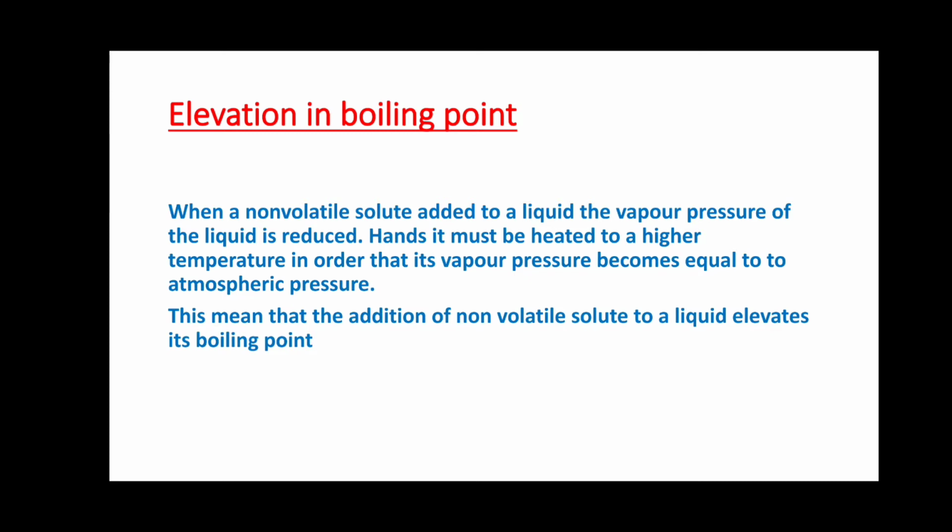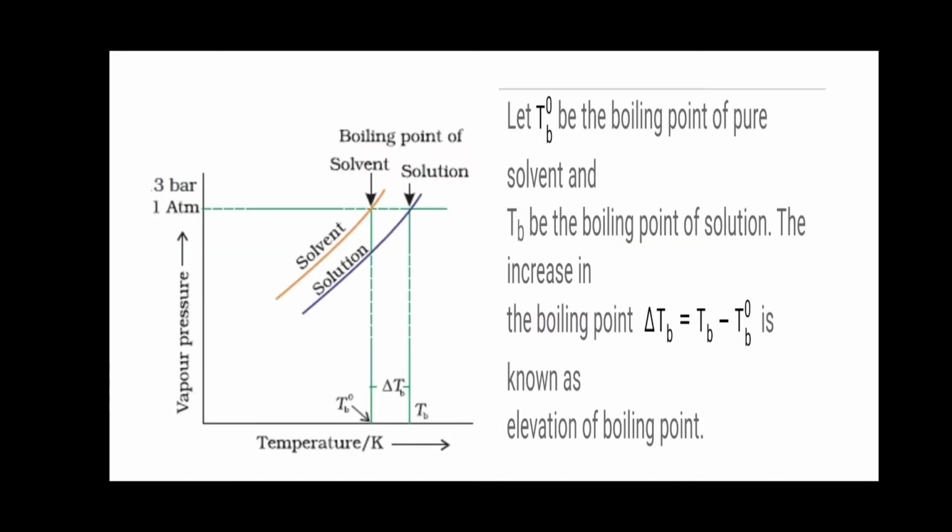When a non-volatile solute is added to a liquid, the vapor pressure of the liquid is reduced. Hence, it must be heated to a higher temperature in order for its vapor pressure to become equal to atmospheric pressure. This means that the addition of a non-volatile solute to a liquid elevates its boiling point. So by the graph we can easily explain the elevation in boiling point.